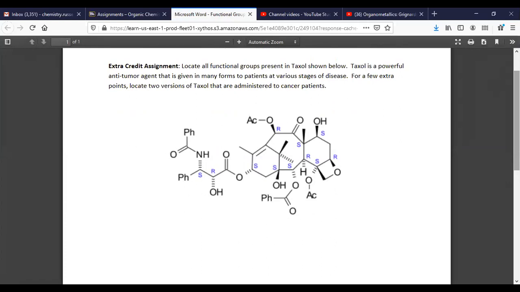The only problem is it comes from this tree. It's called a Pacific yew tree. And it takes 100 years for one of those trees to grow, and you can scrape all the bark off and you only get a few milligrams, right? So someone had to come up with a way to make this.